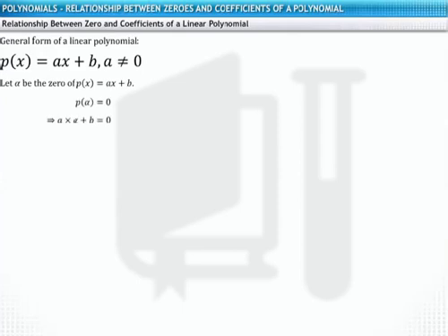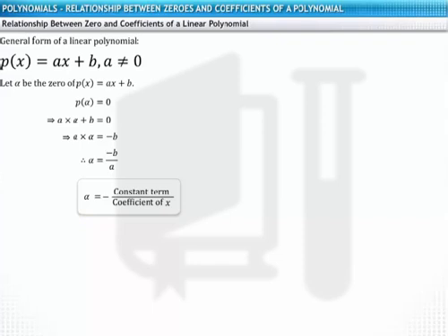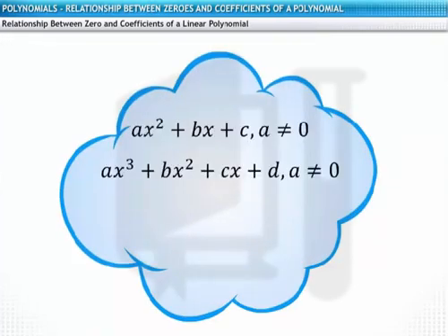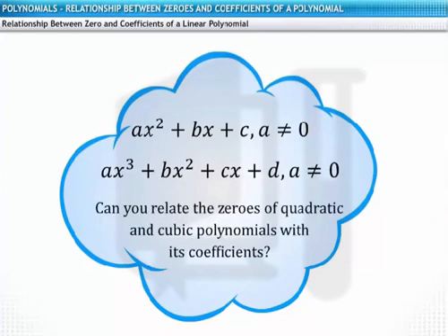This implies that a multiplied by alpha plus b is equal to 0. On simplifying this expression, we get alpha is equal to minus b divided by a. Here b is the constant term and a is the coefficient of the variable x of the linear polynomial. This equation defines the relationship between the zero and the coefficient of the linear polynomial. Next, we'll discuss the relationship between the zeros of quadratic and cubic polynomials with its coefficients.